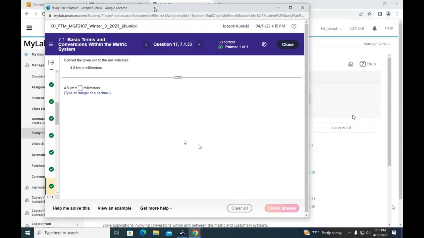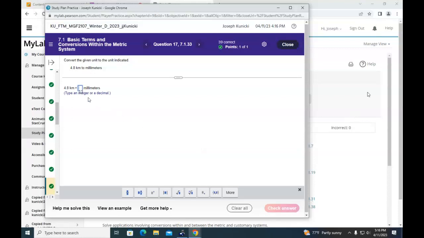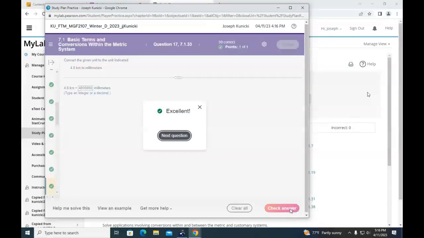That's 32. 33, 4.8 kilometers to millimeters. This is going to be a huge number. We're going down 6. We've got to move the decimal place 6 places to the right. So I need 5 zeros after the 8, because there's 1 decimal place, and I need 5 more. See, if you go from kilometers to millimeters, you're going from 10 cubed to 10 to the minus 3. That's 6 powers of 10. So it's 4.8 million millimeters. Wow. I know.